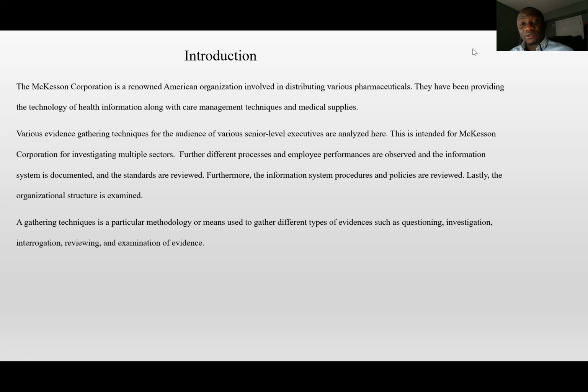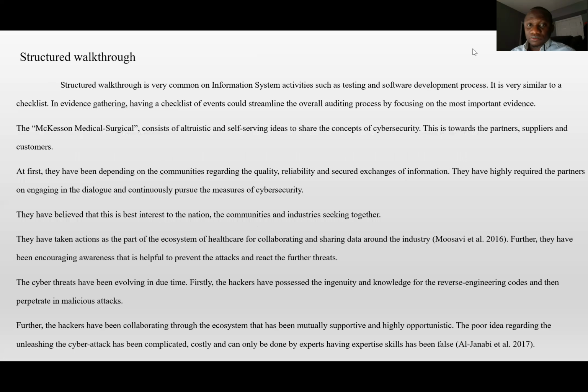Like I said earlier, there are different ways of gathering evidence. In this lecture, we are going to look at some of the evidence techniques. Now, the first one I'll discuss is the structured walkthrough.